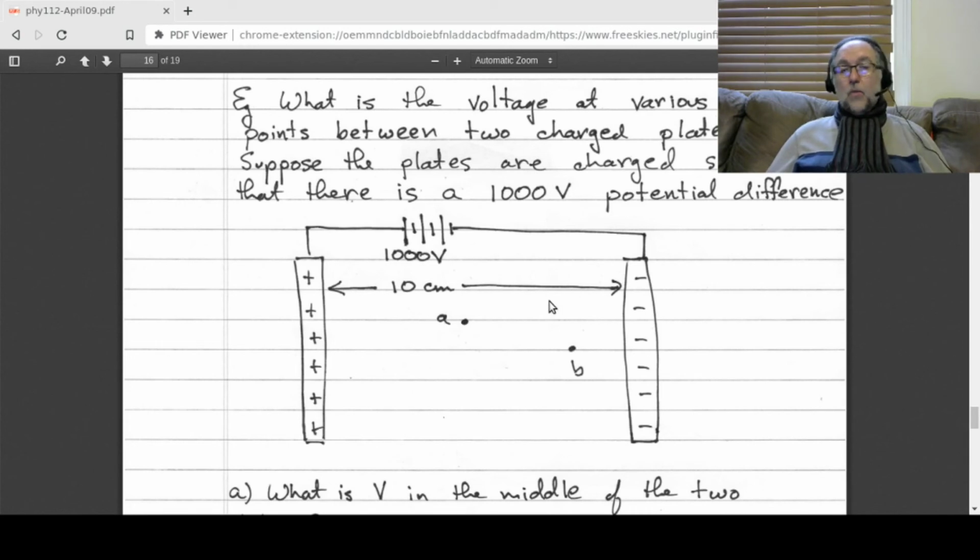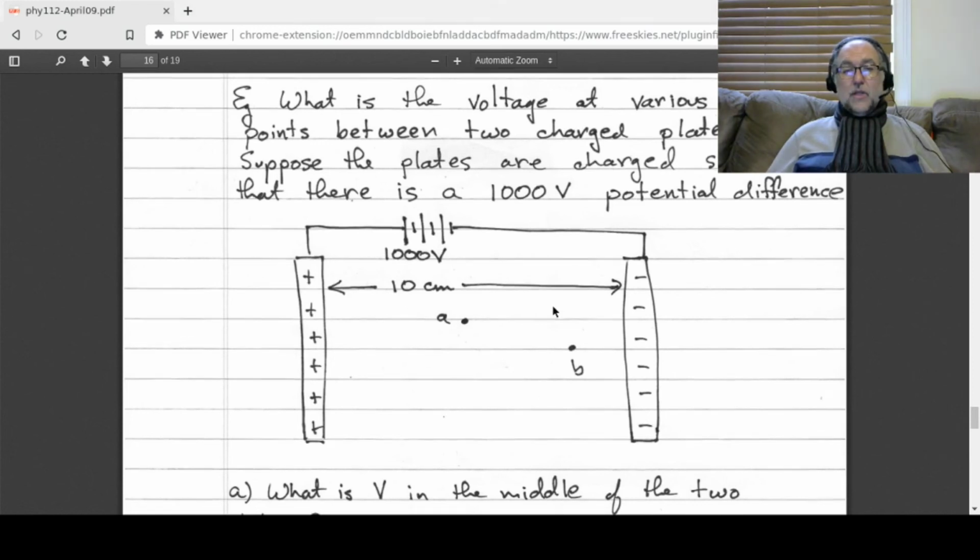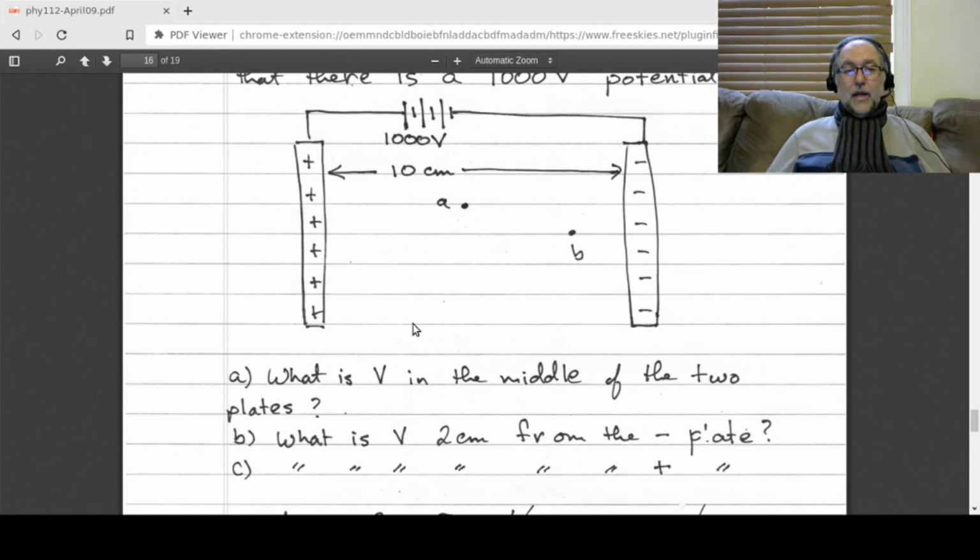Now I want you to tell me what's the potential at various points in there. Let's scroll down here. Here's my question. This is point A right there. What is the voltage in the middle of the two plates? What's the voltage right in the middle of these two plates? I also have another question: what is the voltage 2 centimeters from the negative plate?